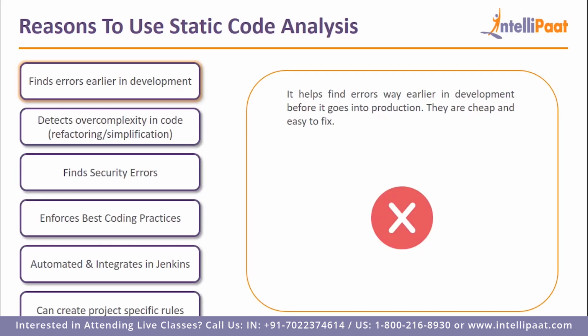Now let's see what are the reasons to use static code analysis. The first reason, finds errors earlier in development. It basically helps us find errors way earlier in development before the product even goes into production. And because of that, it becomes cheaper and easier to fix them. Now, instead of fixing an error that has been way down the production line, we can just fix it early on and not cause a lot of money and time to be wasted on it.